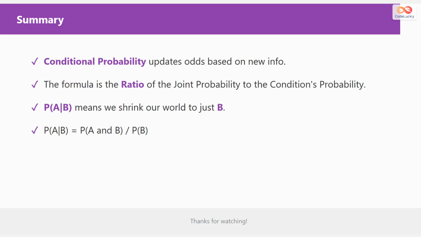To wrap up, remember that conditional probability is just a ratio. By dividing the joint probability by the condition's probability, we effectively shrink our universe to fit the condition. I hope this visualization helps you understand the formula intuitively.